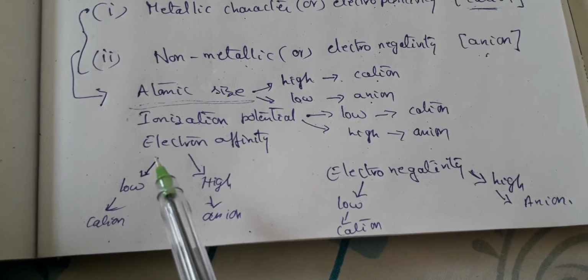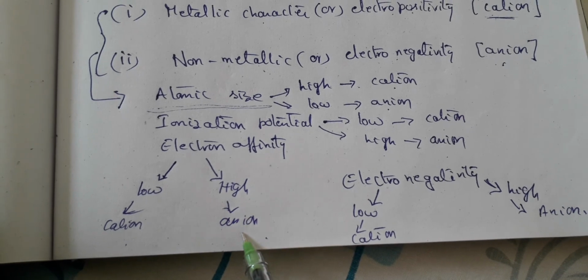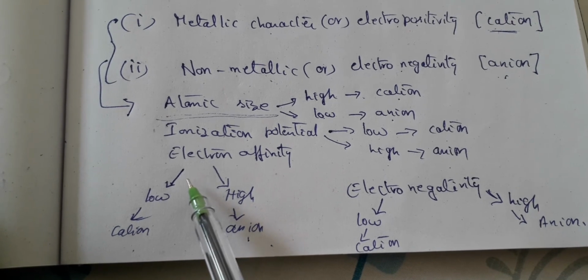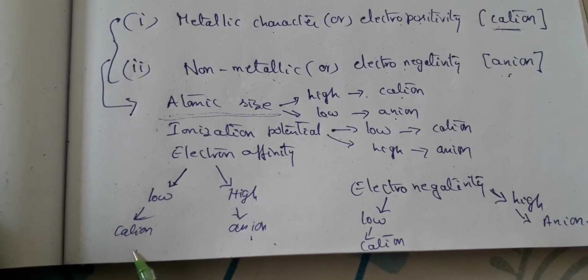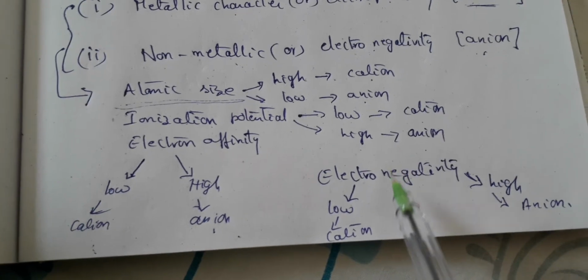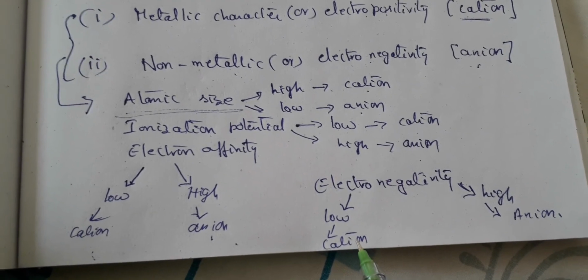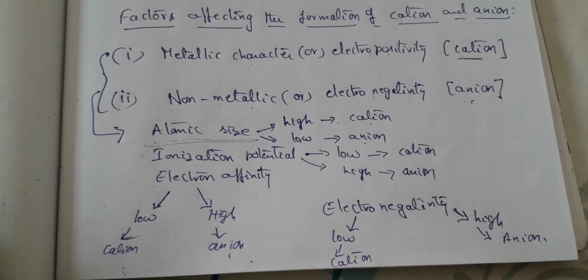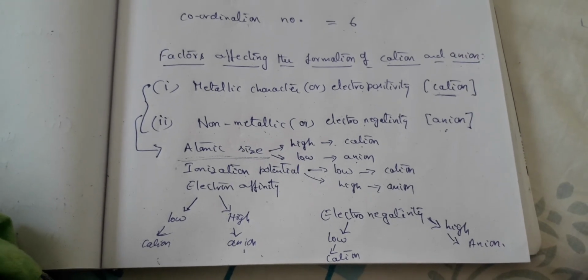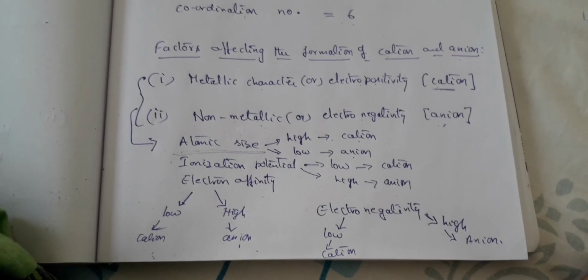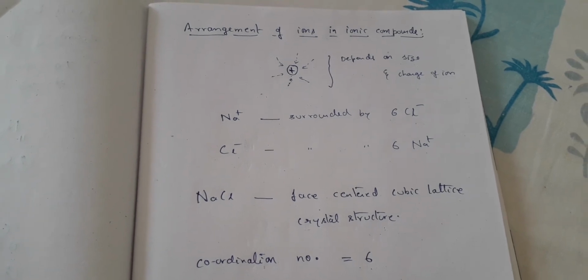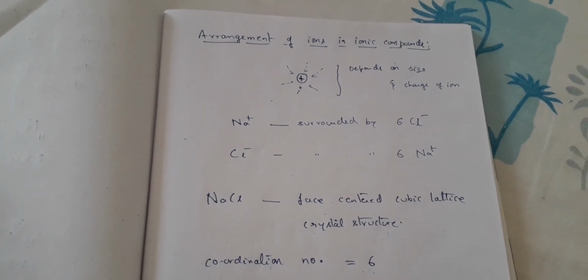So those elements which have high electron affinity will show a tendency to accept an electron, and elements which have low electron affinity will give out an electron. Now electronegativity: which is low, it will become a cation; which is high, it will become an anion. So this is all about ionic bonds. Take a screenshot and try to make your own notes, children. Very important part of the syllabus. So in the next class we shall see covalent bond.